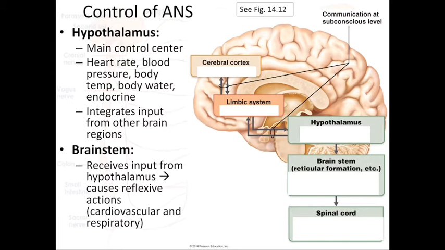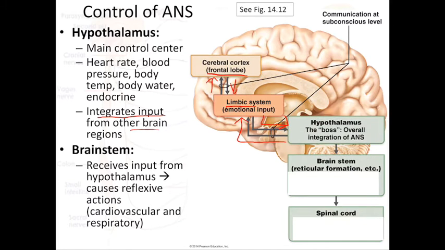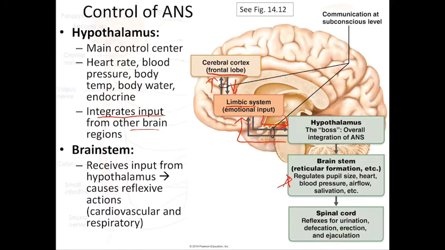We have some subconscious communication between our frontal lobe and our limbic system for emotional input, some communication back and forth from there, and then also back and forth from the hypothalamus. Okay, so it's those interactions that help integrate input from other parts of the brain. And then that hypothalamus is really in control of the autonomic nervous system. It's going to send signals to the brainstem for some of these functions, and it's also going to send signals down to the spinal cord for some of the reflexive functions.